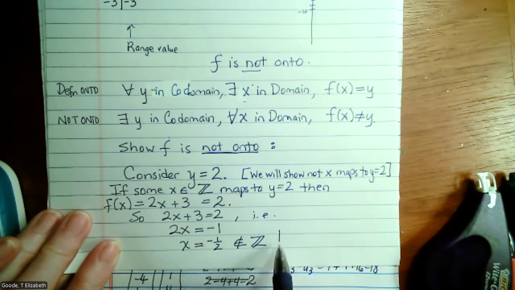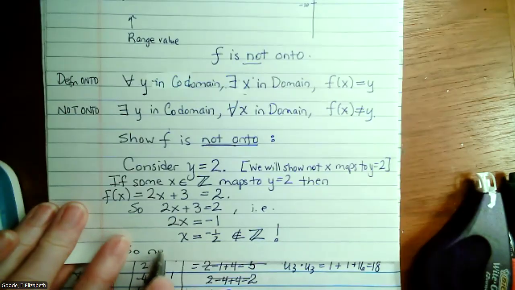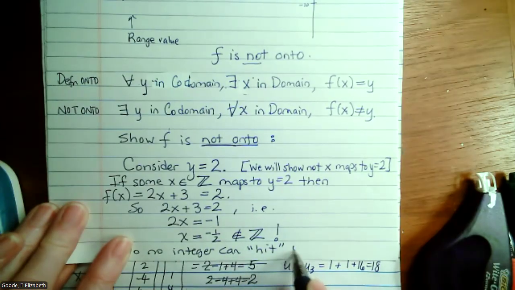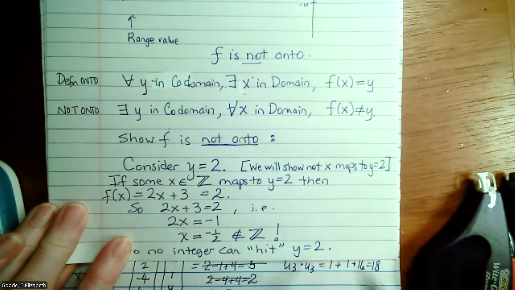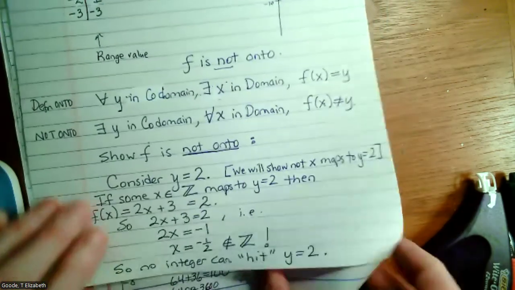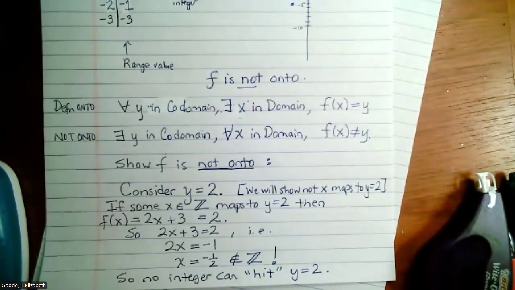Exactly. So no integer can hit y equal 2, because it would take negative 1/2 to hit y equal 2. And that's just because of that space that's existing between the image points.